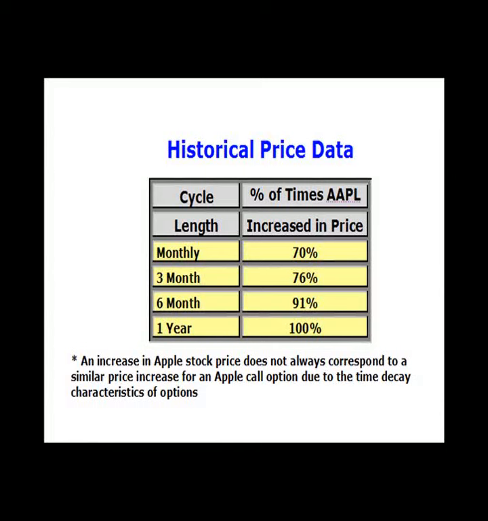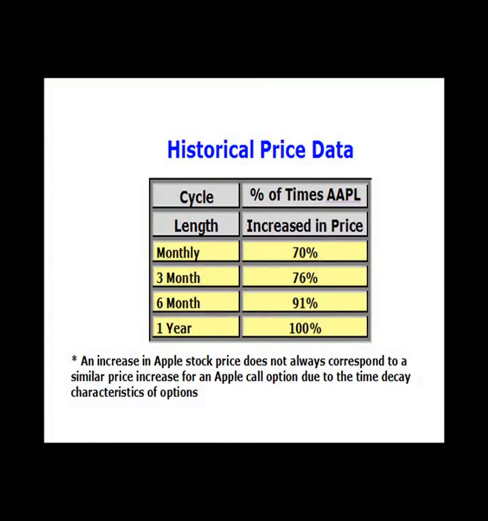Let's look at an example of this historical price data. We will use Apple stock in this example. This table summarizes 6 years of historical price data for Apple stock. The table shows that if you purchase an Apple 1-month option on option expiration day, historically there's a 70% chance Apple stock increased in price over the 1-month period between option expiration days.